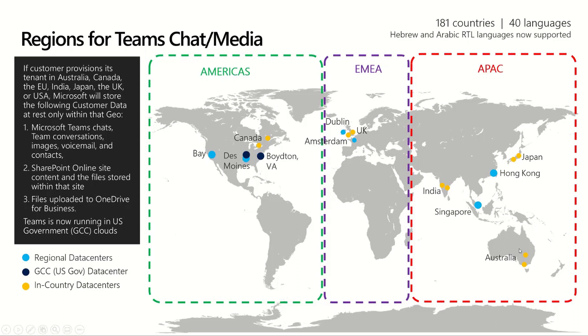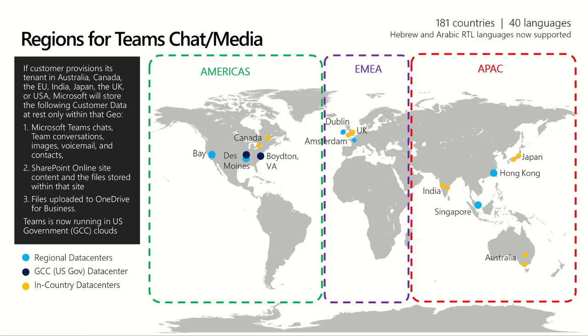And overall now, we're in 181 countries and 40 different languages, and relatively recently anyway, we've added Hebrew and Arabic, which are interesting because those are right-to-left languages instead of most other languages which are left to right.